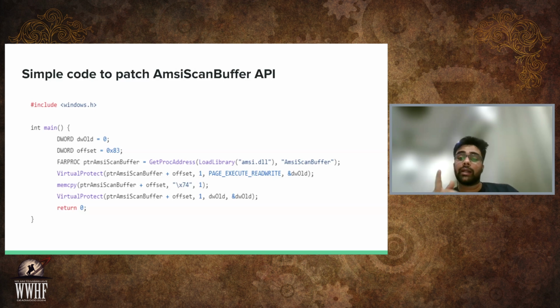Here, detections can be made for this particular code if we put detections on the AmsiScanBuffer, LoadLibrary, and GetProcAddress strings. But these can also be bypassed using API hashing as we previously discussed, and by also breaking up the strings.